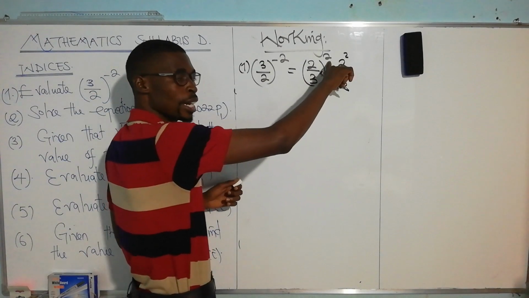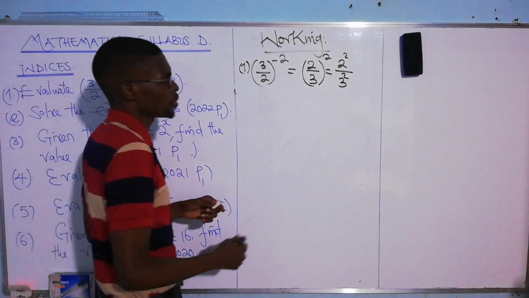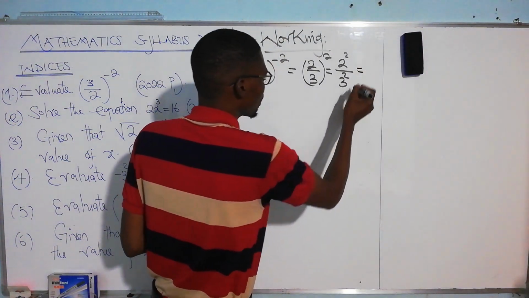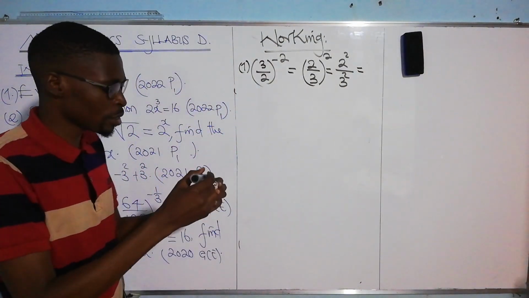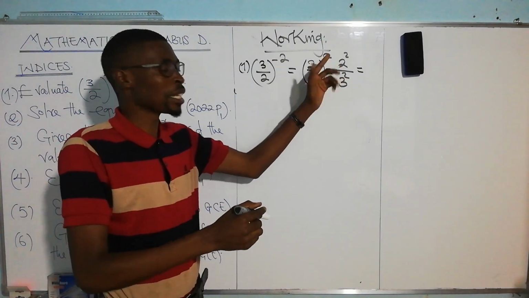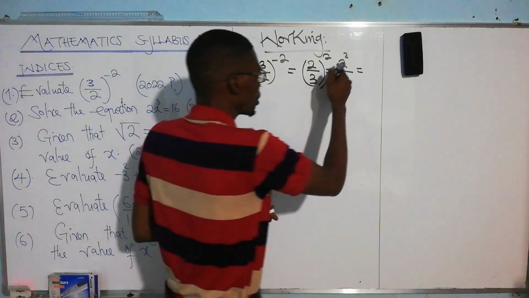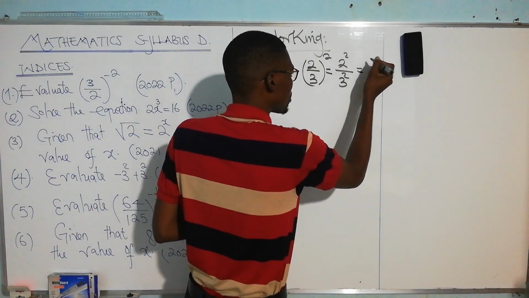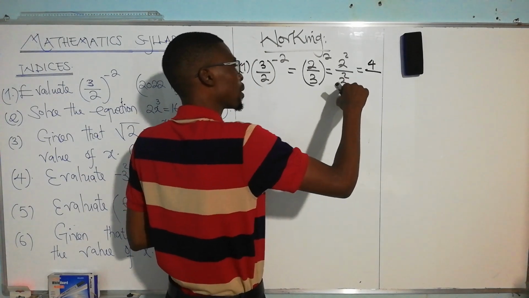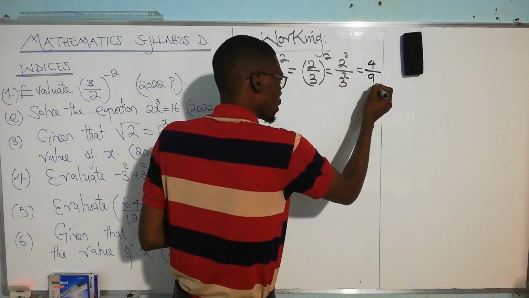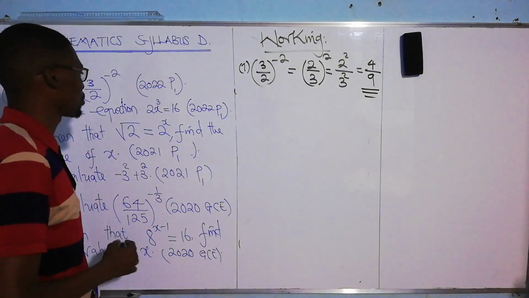You distribute the power over the base, the fraction that we have. And this is going to give us 2 to the power 2. The implication there is you are multiplying 2 by itself twice. That's what squared means. So 2 to the power 2 is 2 times 2, which is 4, over 3 to the power 2 is 3 times 3, which is 9. Then you are done. So that will give you 4 over 9.